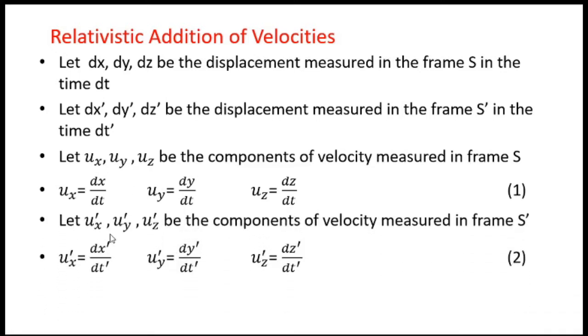Now let ux dash, uy dash, uz dash be the components of velocity measured in the frame of reference S dash. By using the same logic, we can write ux dash is equal to dx dash upon dt dash, uy dash is equal to dy dash upon dt dash, uz dash is equal to dz dash upon dt dash, and this whole set of equations forms our equation 2, and they give the components of velocity in the S dash frame.